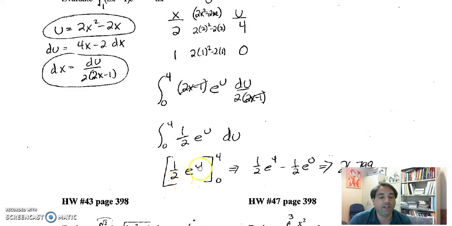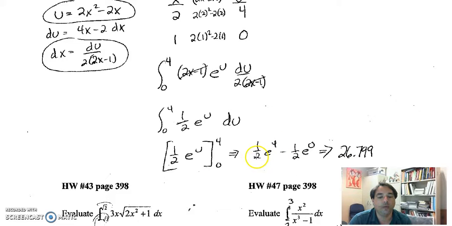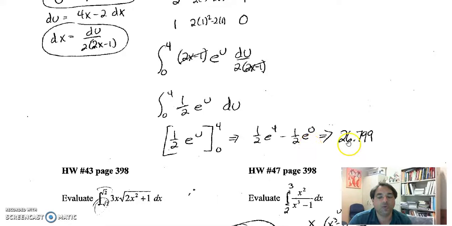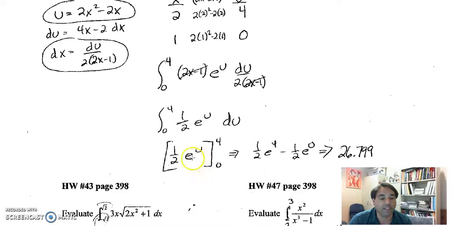So we have 1/2 e to the u, from 0 to 4. Plug in the 4, 1/2 e to the 4, minus 1/2 e to the 0, which will give us 26.799. Now remember, if I did go back to x, and instead of u, put in 2x squared minus 2x, that would be fine. You would plug in the 1 and the 2. Plug in the 2 first, and you'd end up with 4. Plug in the 1 first, you'd end up with 0. So really, either way is fine.